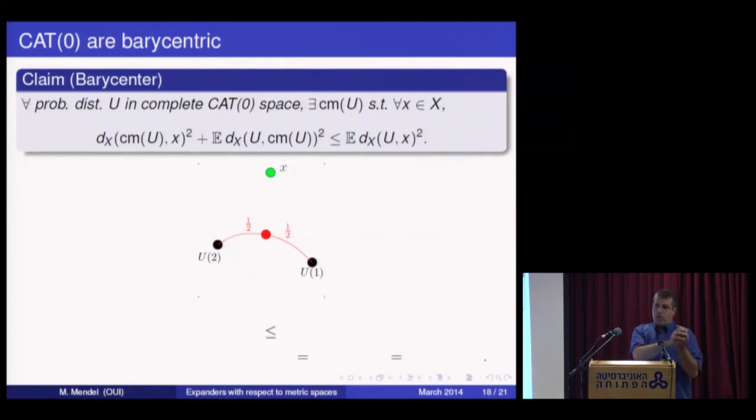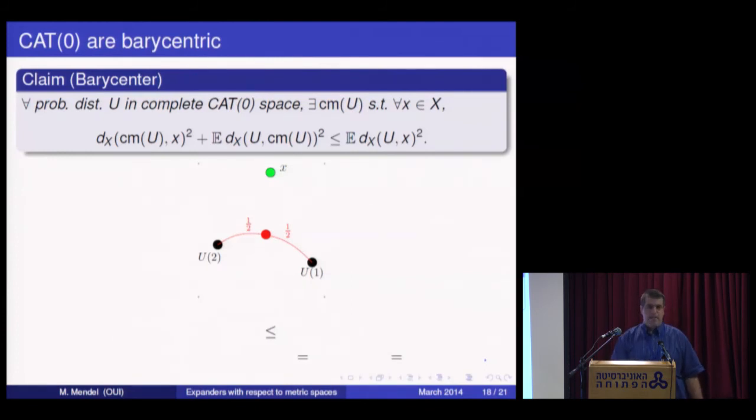So if you want to go from a point X to a distribution, it's cheaper, instead of going directly, to go via the center of mass, and from the center of mass go to the distribution. In Hilbert space, this inequality is just an equality, right? The center of mass is just the average, the expectation of the distribution. In cat-zero spaces, we have this inequality. Why is it true? The proof for general distributions is a nice proof. It's not complicated, but it's standard. It's in textbooks.